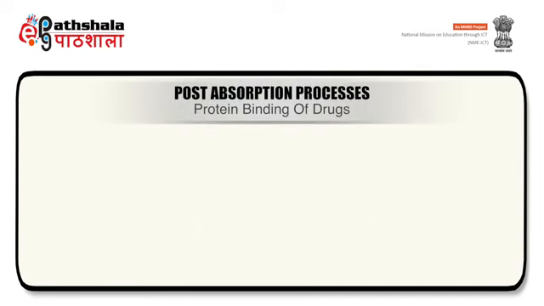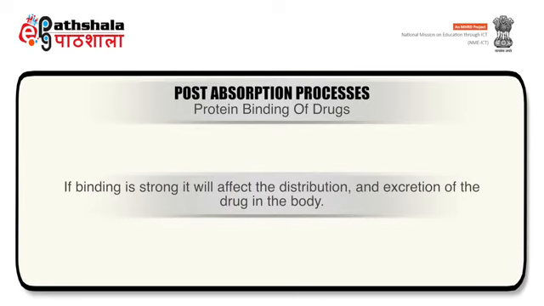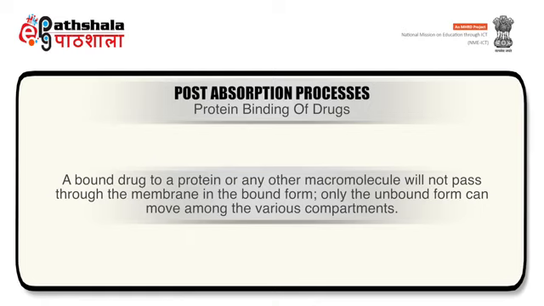Students, the next post-absorption process is protein binding of drug. Drugs are frequently bound to plasma protein, especially albumin, interstitial substances, intracellular constituents, bone and cartilage. If binding is strong, it will affect the distribution and excretion of drug in the body. A drug bound to a protein or any other macromolecule will not pass through the membrane in the bound form. Only the unbound form can move among the various compartments.